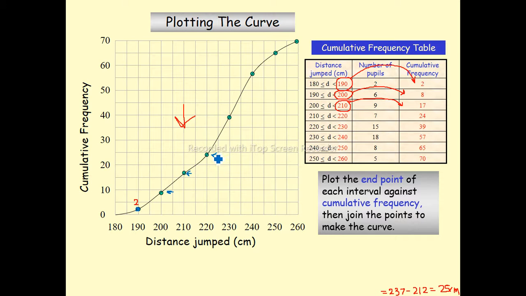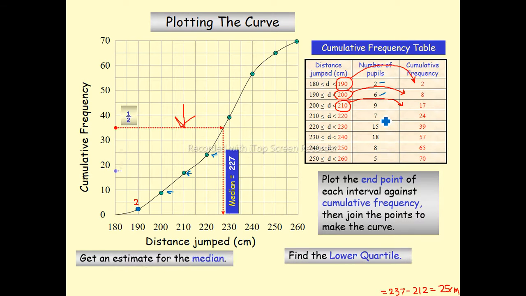So that means if I want the number of students who are less than 220, I know that 2 got between 180 and 190. If I want the number of students who got less than 220, I know it's going to be 24. But what is 24? That's just the sum of 2, 6, 9, and 7. Okay, and so that's how we could do it.